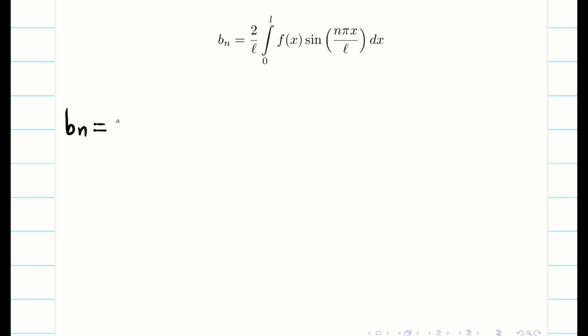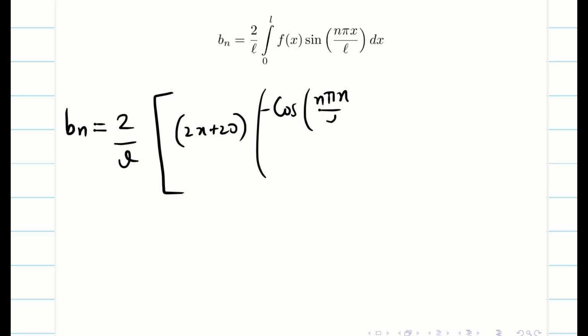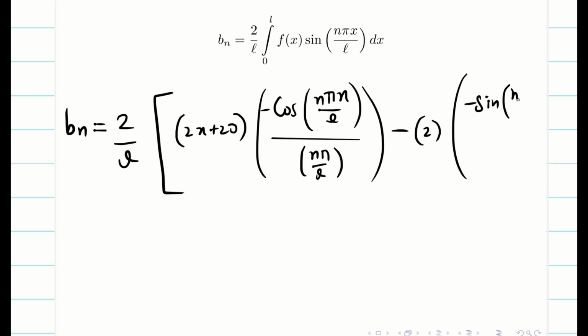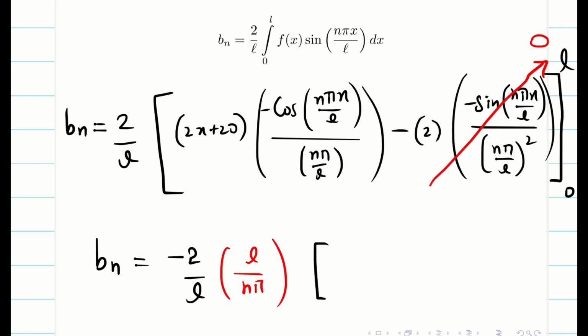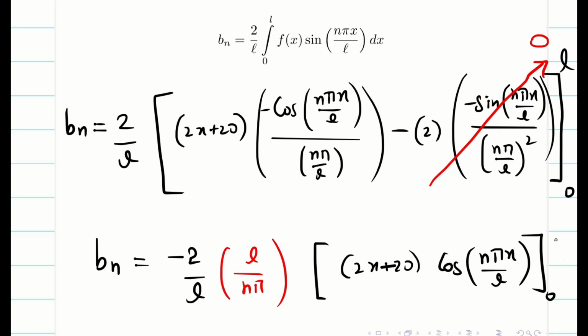Therefore, my Bn is equal to 2 by L, times (2x plus 20) into (minus cos(n pi x by L) divided by n pi by L), minus 2 into (minus sin(n pi x by L) divided by (n pi by L) whole square), and my limits are 0 to L. As usual, the sin term will become 0, only the cos term survives. So Bn is equal to, I'll take this minus outside, minus 2 by L, and the denominator to the numerator, L by n pi, and we have (2x plus 20) cos(n pi x by L). My limit is 0 comma L.